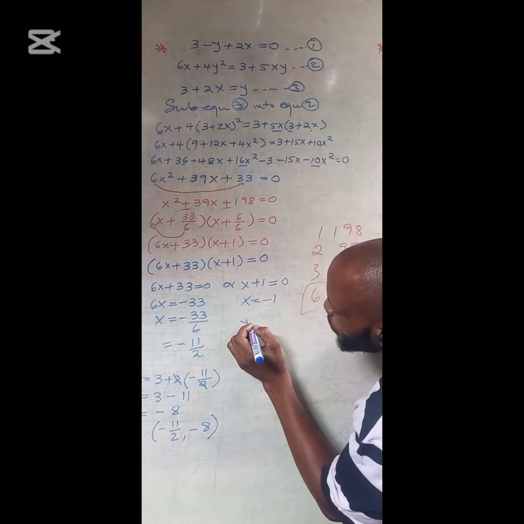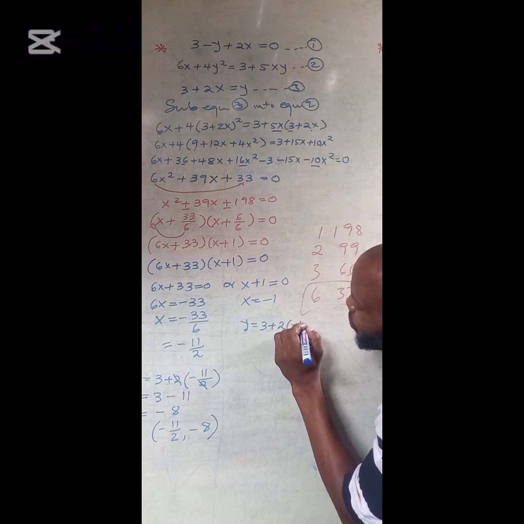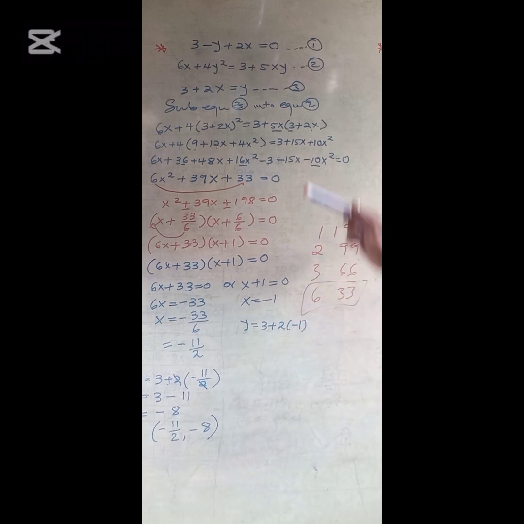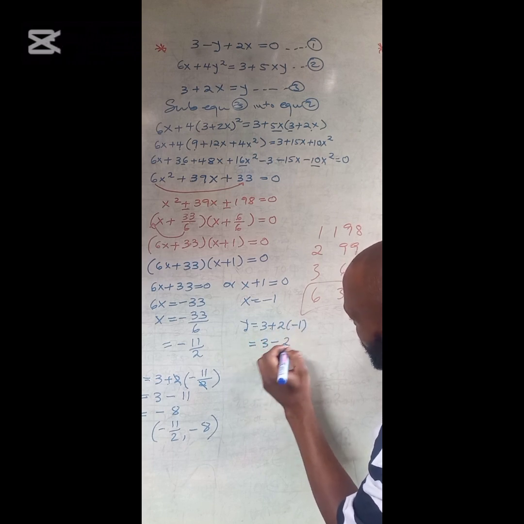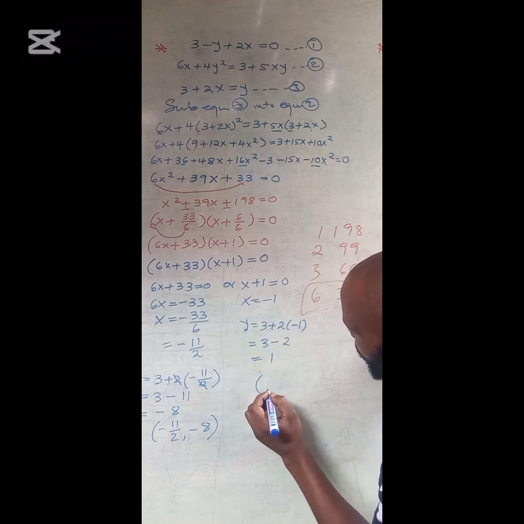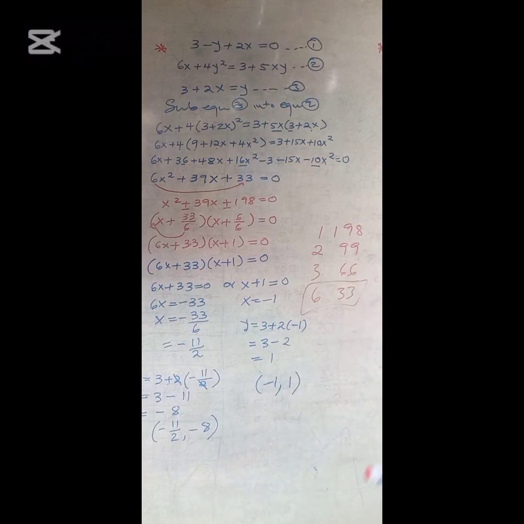For this one, we said y is equal to 3 plus 2 into x, so we substitute here to get the corresponding y values. So we have 3 positive by negative, negative 2. This one will be 1. So the pair of coordinates is minus 1 and 1. All right? We got our 6 marks.